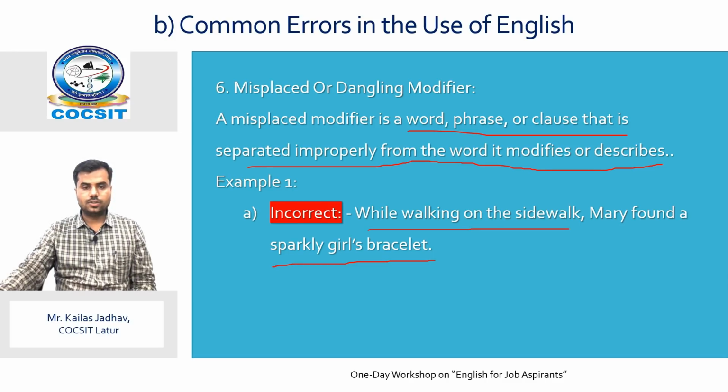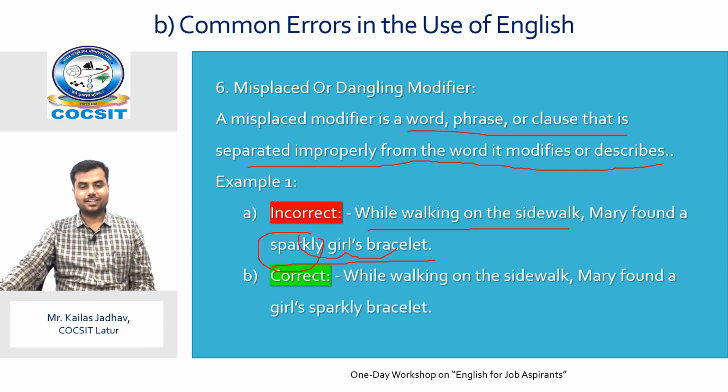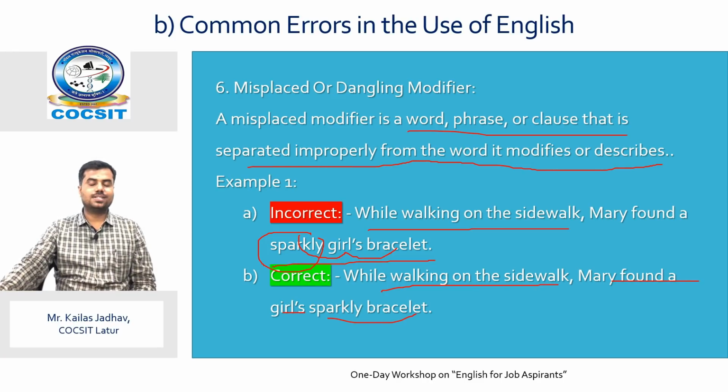While walking on the sidewalk, Mary found a sparkly girl's bracelet. Now here the modifier sparkly is being used. Look at this, how it is corrected. While walking on the sidewalk, Mary found a girl's sparkly bracelet.